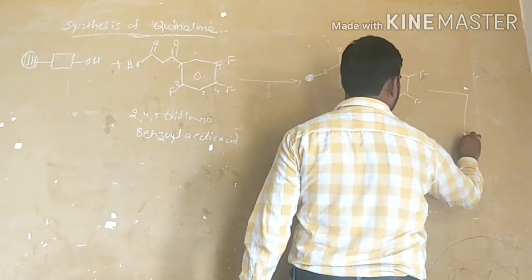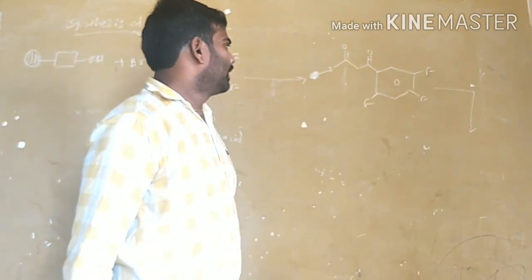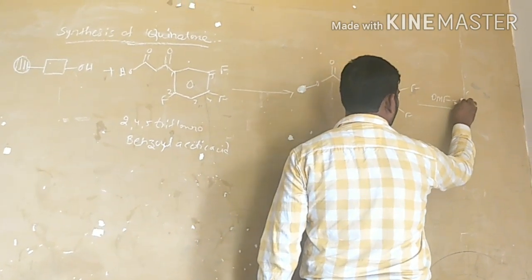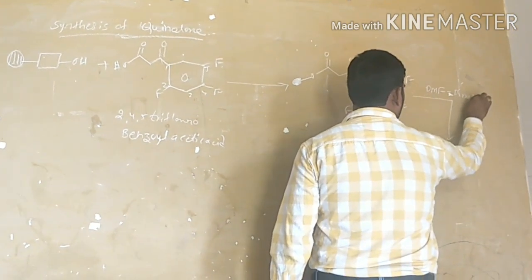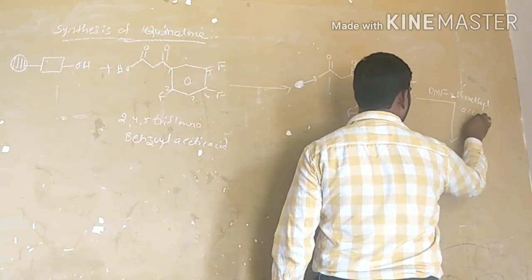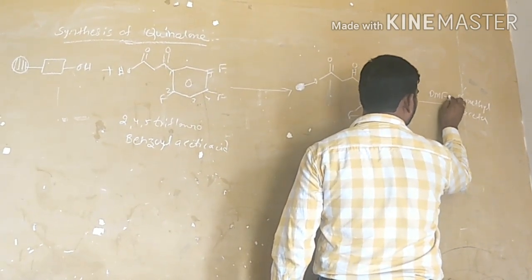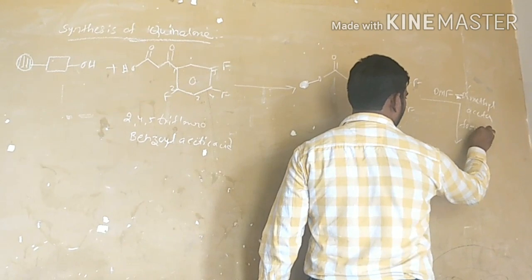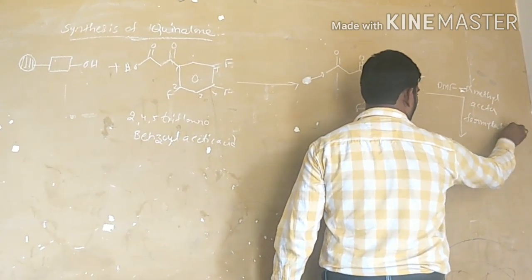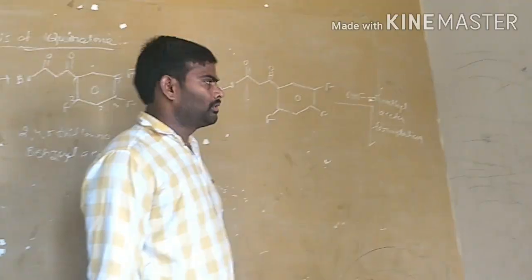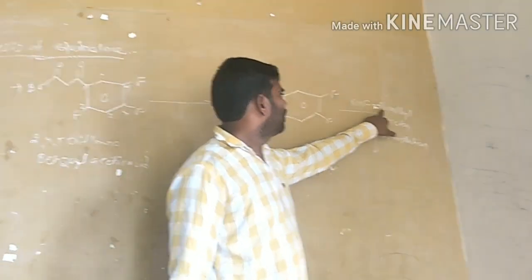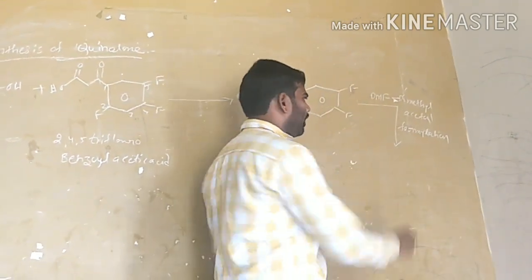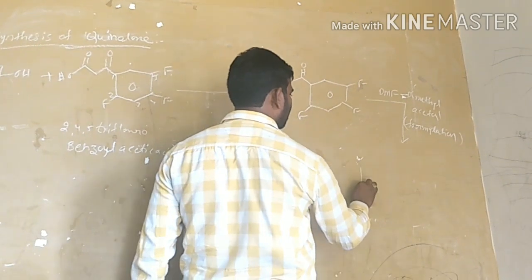Now this is treated with DMF and dimethyl acetal for the formylation reaction. In the presence of dimethylformamide followed by dimethyl acetal, the formylation is possible here.